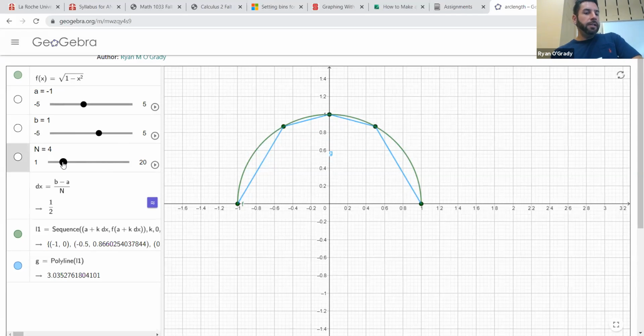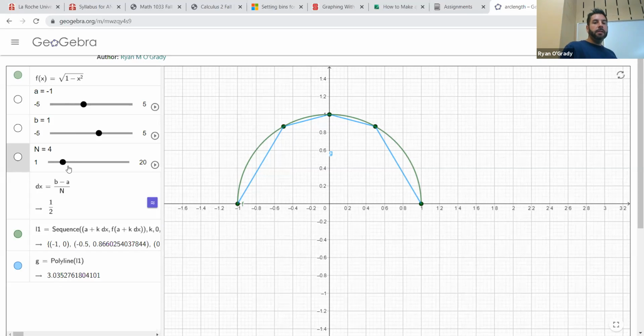So if I do my standard, you'll notice right here my d of x, which is b minus a over n. We've been doing that the whole time, equal lengths. You'll notice if I do 4 lines, this is not a very good approximation. I mean, look at the picture. The blue is not doing a good job of approximating the green. And the length of the blue lines, if I add all 4 of them up, I get 3.03. You can see that down here.